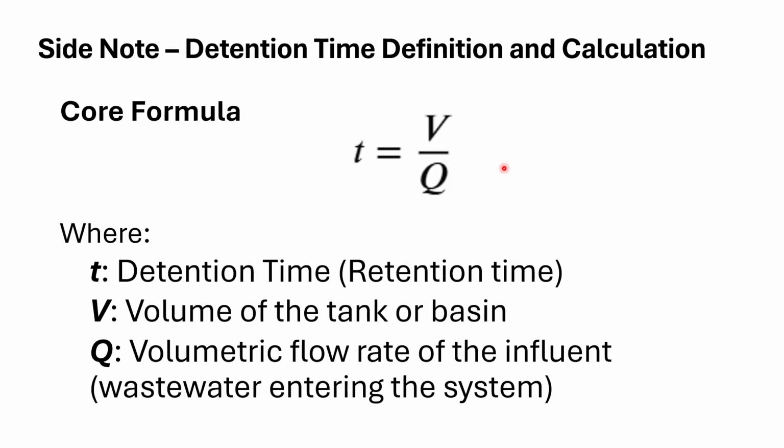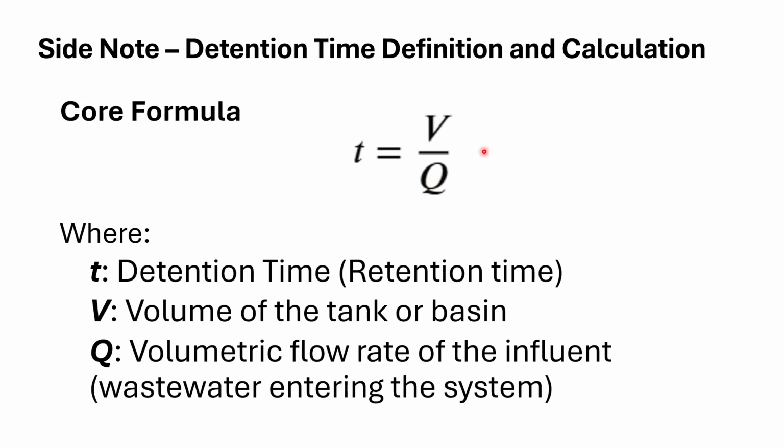This is the formula. Okay. Your detention time T is the retention or detention time for your process. It's equal to the volume of your basin or your tank or whatever vessel you're using to conduct a process, divided by the flow. It's called volumetric flow rate, but it's the flow of the influent, the wastewater coming into the system. So detention time is the volume of your basin or clarifier divided by the inflow of the wastewater coming in.